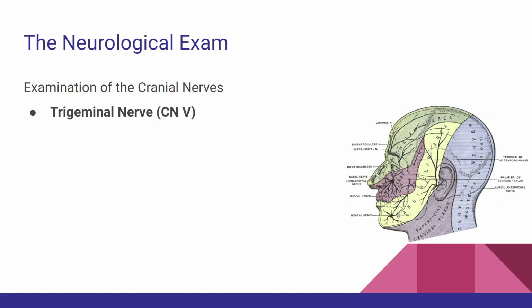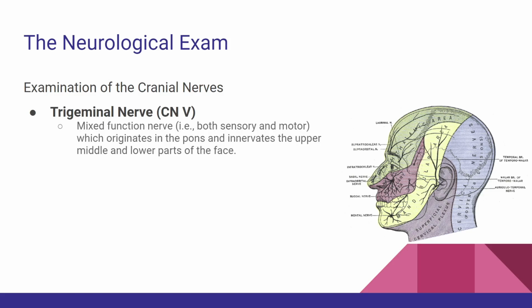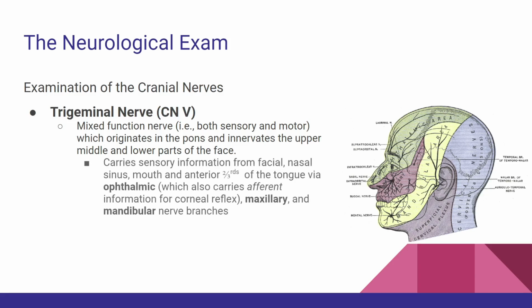The next cranial nerve we'll discuss is the trigeminal nerve, or cranial nerve 5, and this is a mixed functioning nerve that carries both sensory and motor information, and it originates in the pons and innervates the upper, middle, and lower parts of the face. So the trigeminal nerve has 3 branches that carry sensory information from facial, nasal sinus, mouth, and the anterior 2/3 of our tongue. And these branches are the ophthalmic branch, the maxillary branch, and the mandibular branch.